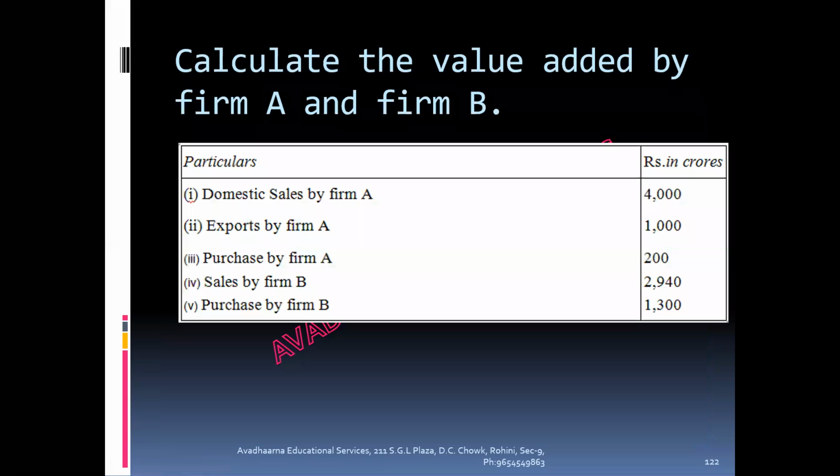Now let's calculate the national income, or the gross value added, by firm A and firm B. The question is: calculate the value added by firm A and firm B.